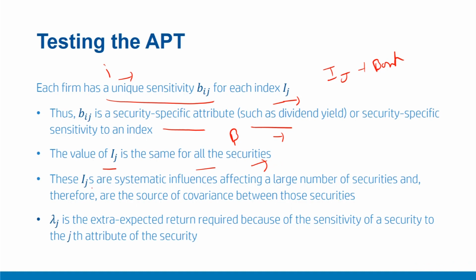These Ijs or risk factors are supposed to be systematic influences that affect a large number of securities at the same time in a similar manner, and therefore these influences act as a source of covariance between these securities. Lambda j here is the extra expected return required because of the sensitivity of the security to the jth attribute. So this is the extra return or return premia that is offered because a security is sensitive to a given index.